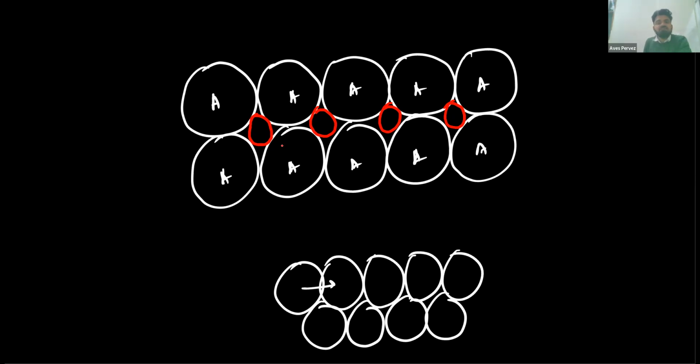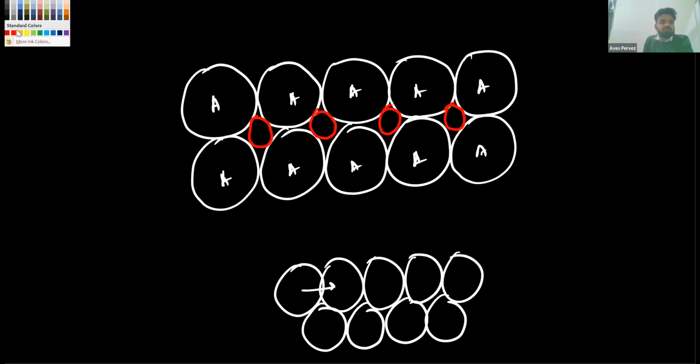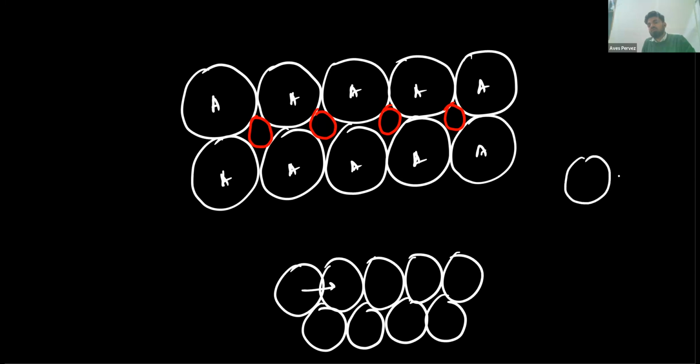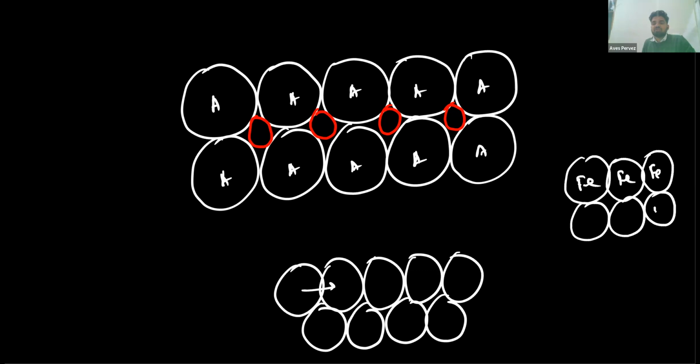So they will not be able to slide over one another. Here we have just increased the durability of the metal. If these are atoms of iron, Fe, and this is an atom of carbon, we did this in order to increase the durability of iron. There will be less distortion. We add a carbon atom in between, so that the layers cannot slide over one another and will remain in their original shape.